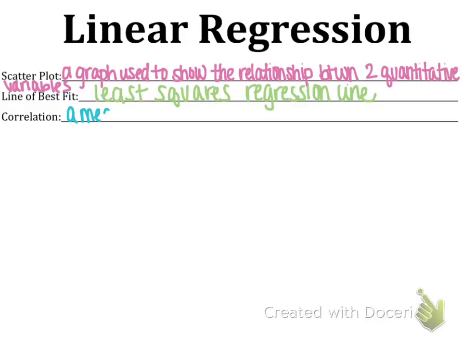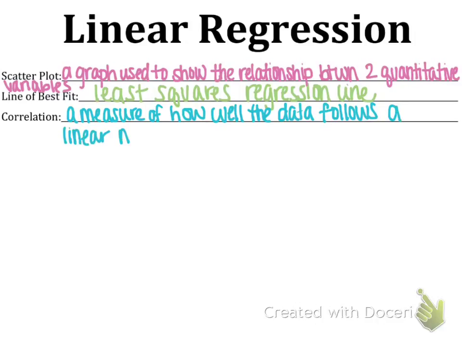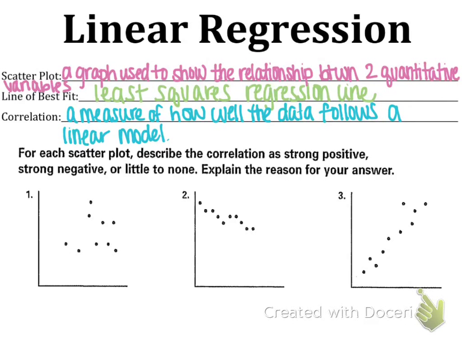Now correlation. Correlation is a measure of how well the data follows a linear model. Okay, let's take a look at these scatter plots. For each scatter plot, describe the correlation as strong positive, strong negative, or little to none. Explain the reason for your answer.